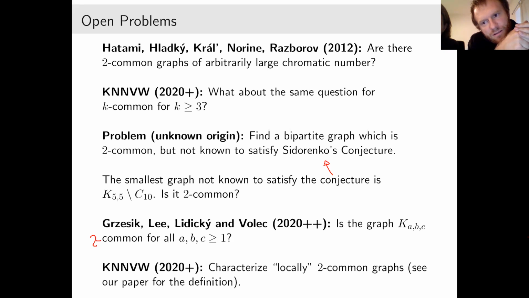Yeah, I've never seen this kind of concept, but I think it would be very interesting. People look at off-diagonal Ramsey numbers and things like that. So it's a very natural question, but I haven't seen it anywhere.